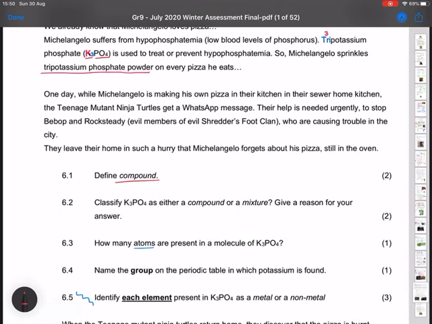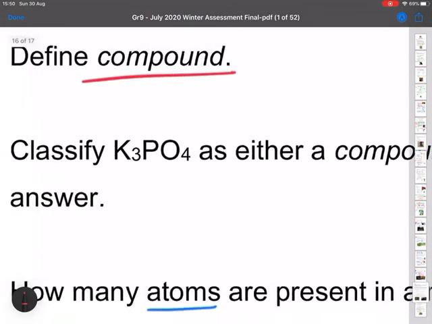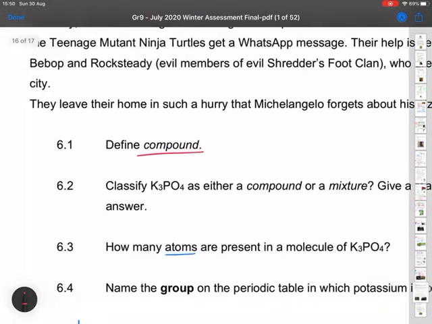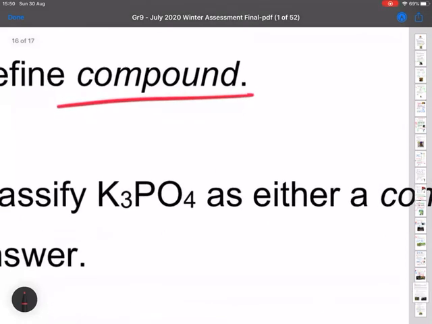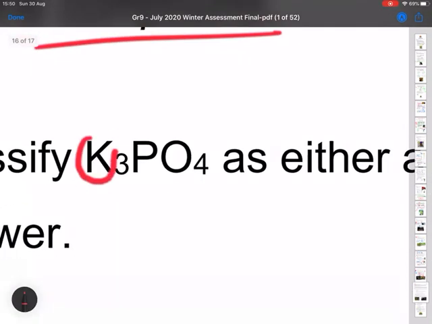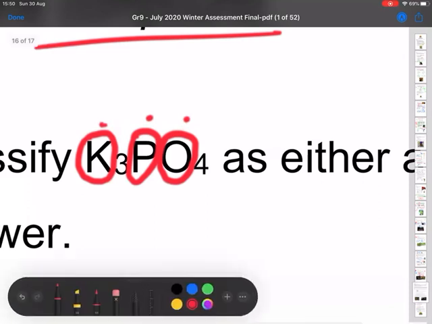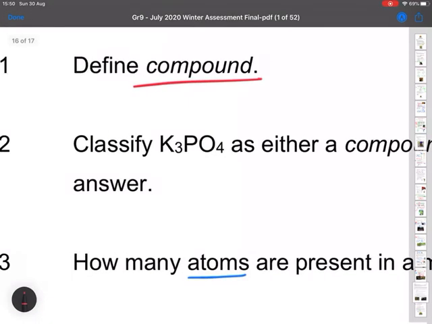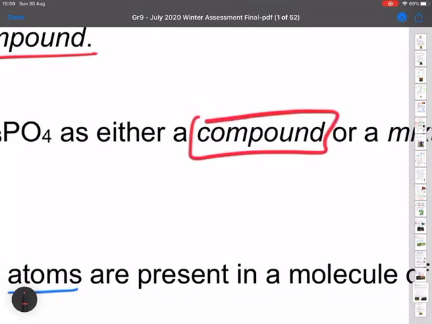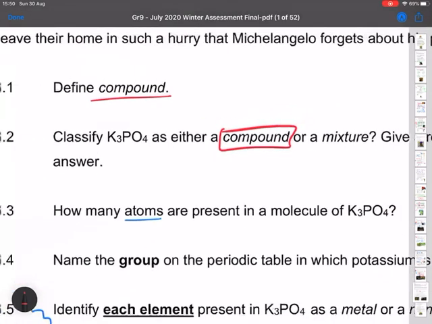Define compound straight from your notes. Classify K3PO4 as either a compound or a mixture. So a compound is a substance that's formed when two or more different elements are chemically bonded together. Here we've got one element, potassium, another element, phosphorus, another element, oxygen. So we've actually got 3 different elements that are chemically bonded together. Okay, so because of that, 3 different elements chemically bonded means it's a compound. So it's a compound because it's got 3 different elements chemically bonded together.